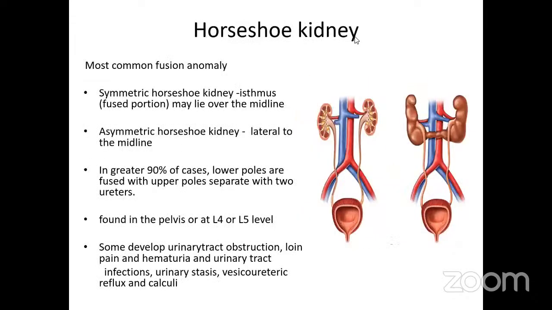Next slide. Then coming to horseshoe kidney. This is the most common fusion anomaly. Symmetric horseshoe kidney means the isthmus, that is the fused portion, lies over the midline. Asymmetric horseshoe kidney means the fused portion is present a bit lateral to the midline. In greater than 90% of the cases, lower poles are fused with upper poles separate, with two ureters. It is usually found in the pelvis or at the level of L4 or L5. Some develop urinary tract obstruction, loin pain, hematuria, urinary tract infections, urinary stasis, VUR, and calculi.